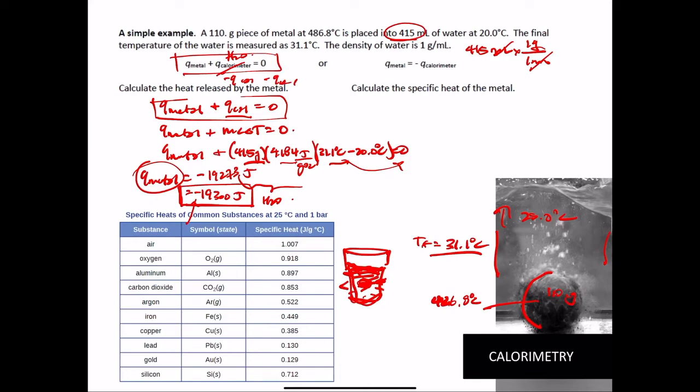All right, so what's the specific heat of the metal? So again, we're starting with Q metal plus Q cal equals 0. Q of the metal, we can write MCΔT plus MCΔT equals 0. Oh, actually, we already know this number, so we don't need that.